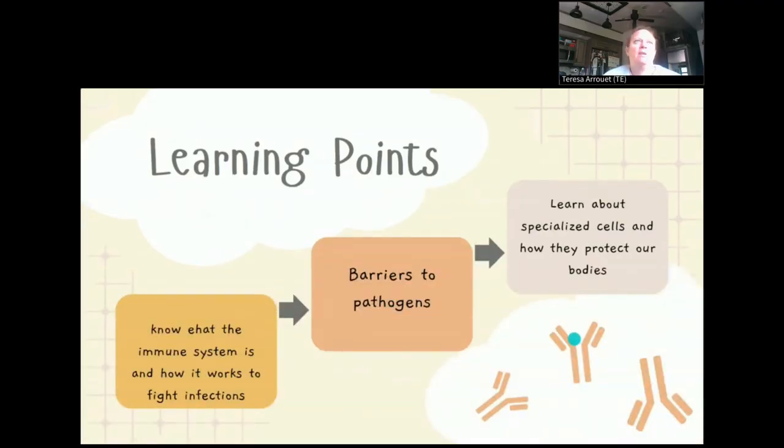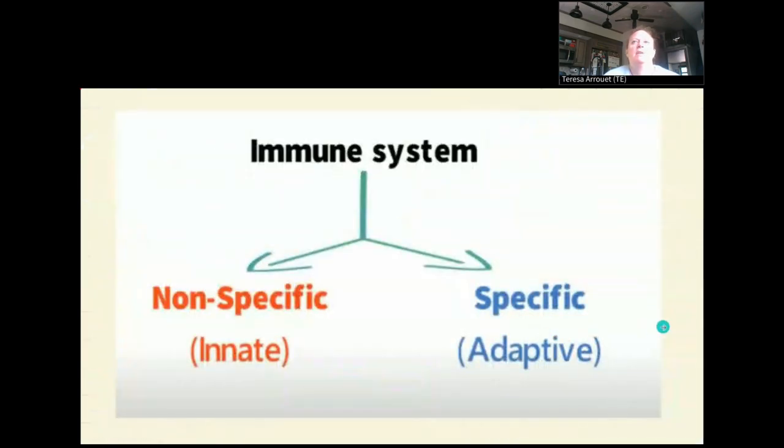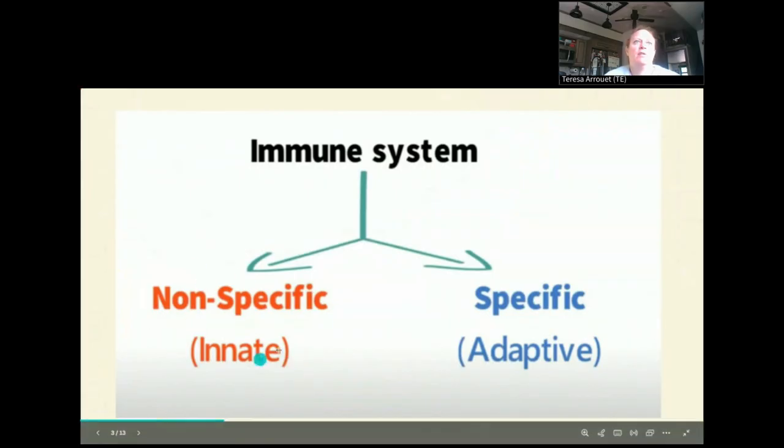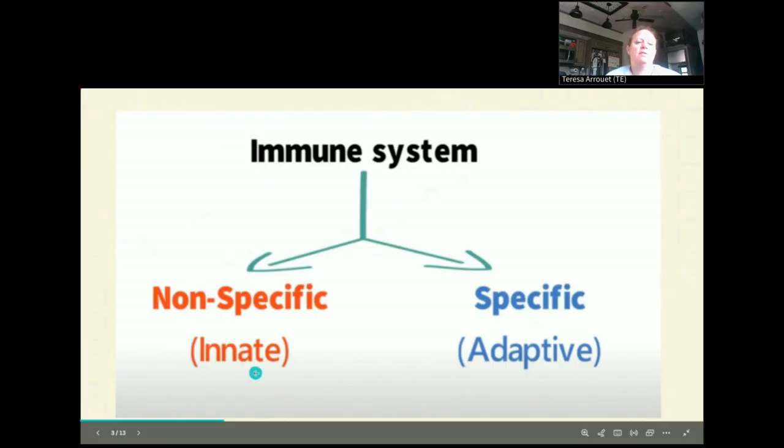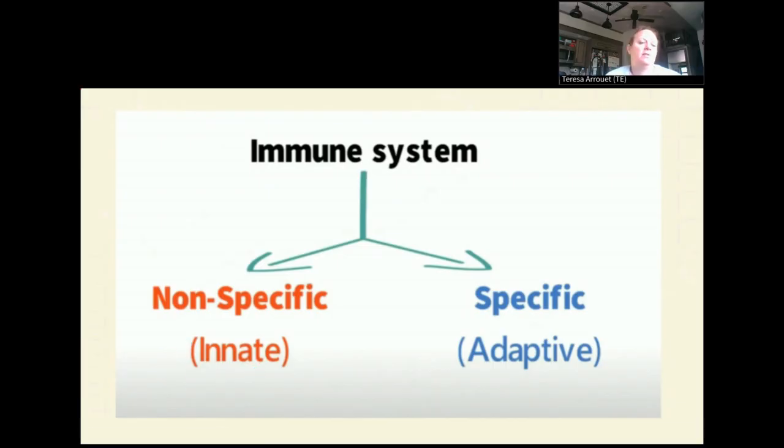So our plan for today is to know what the immune system is and how it works to fight infections, barriers to pathogens, and learn about specialized cells that protect our bodies. So we're going to start with the non-specific part of your immune system. This part is not going to go after specific types of pathogens. This one is just going to be barriers that cover all pathogens in general.